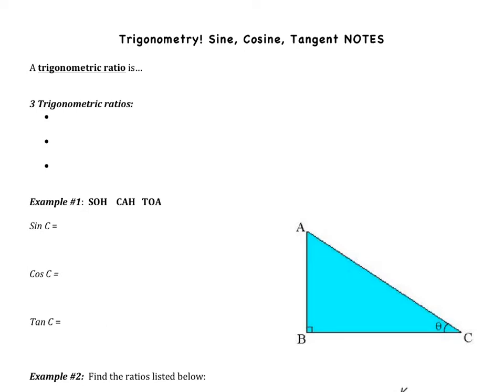Welcome, ladies and gentlemen, to the beginning of trigonometry. Today we are going to learn about sine, cosine, and tangent.